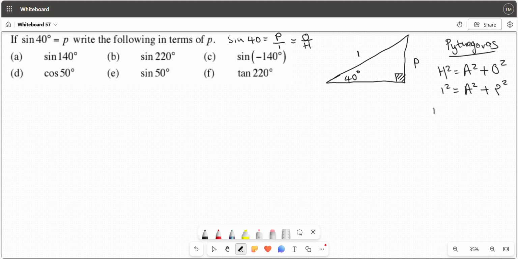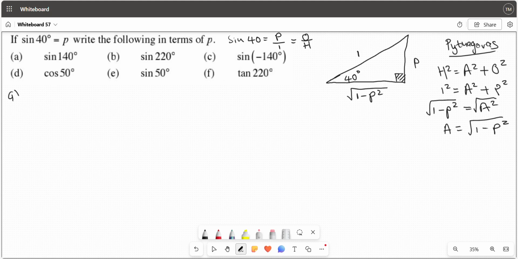1 squared is just 1. So if you take the P to the other side, it's a negative P squared, and it looks like that. And so what is adjacent by itself? Adjacent is therefore equal to the root of 1 minus P squared. So now I represent this on my diagram. And there we go. So my diagram is now complete. I can use that diagram to find the other ratios.